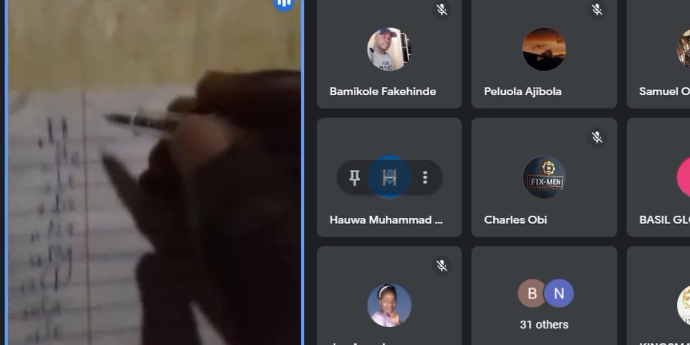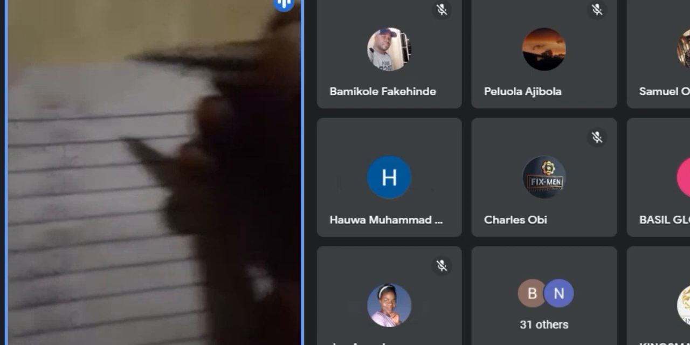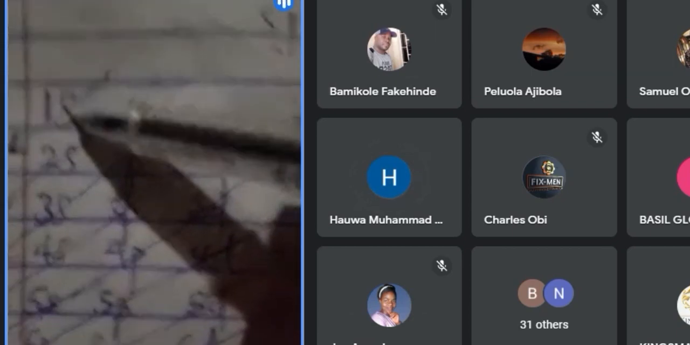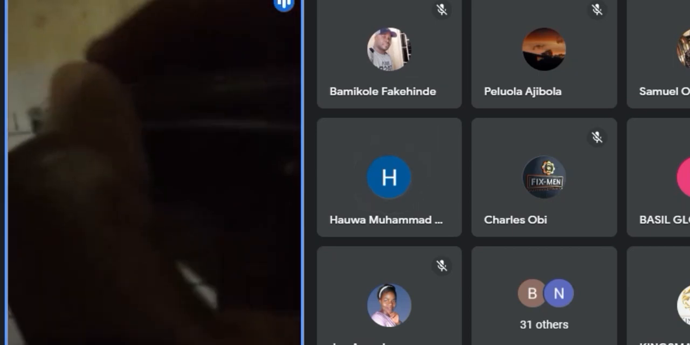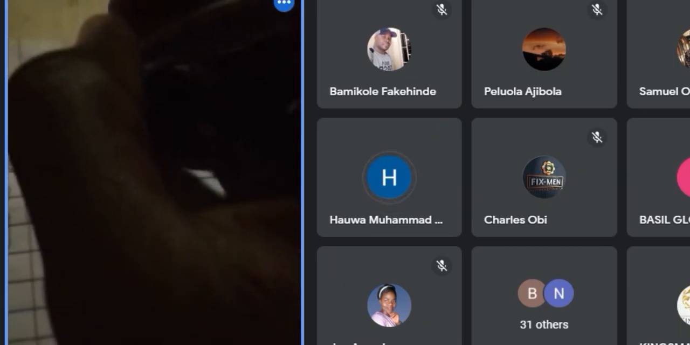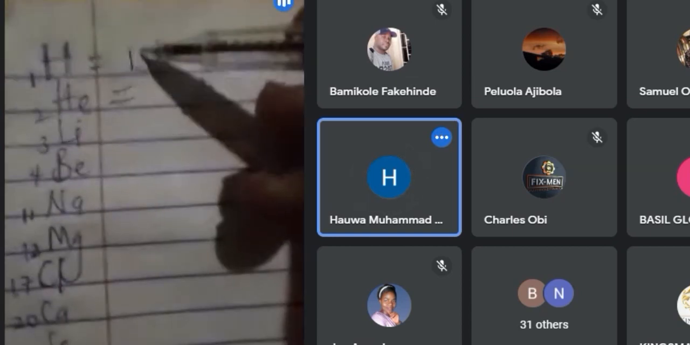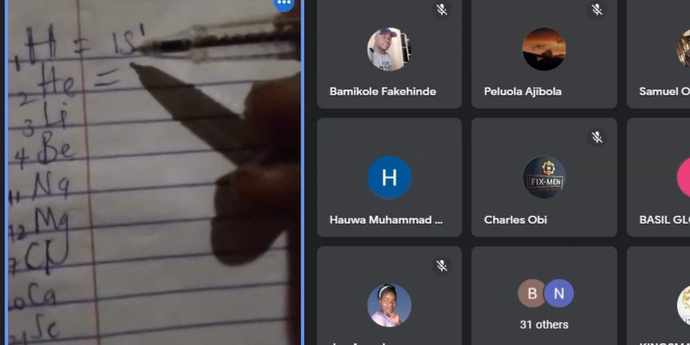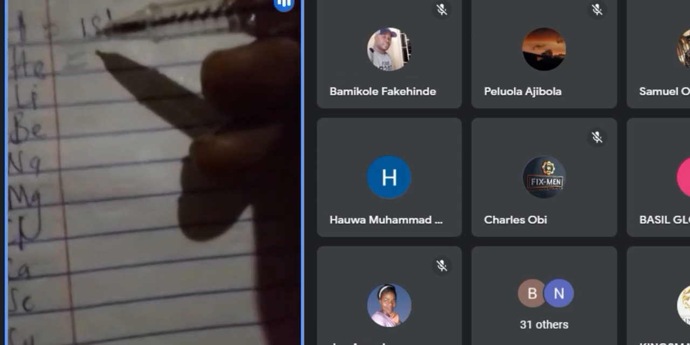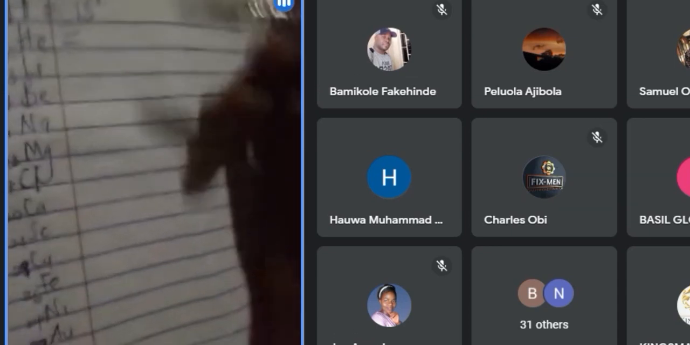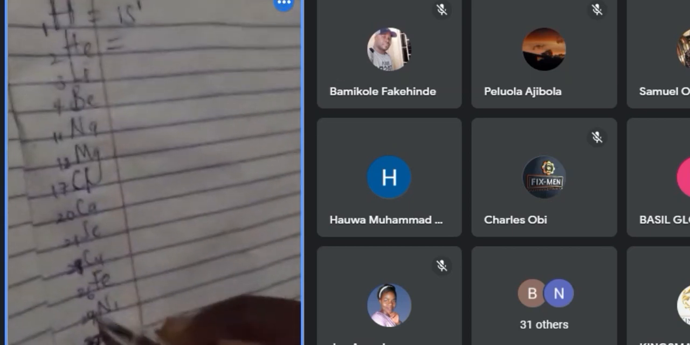Okay. So hydrogen has the atomic number of 1. Go to the level 1s1. So we're writing 1s1. That's the electronic configuration of hydrogen. Nickel 28. Nickel. Okay, thank you.